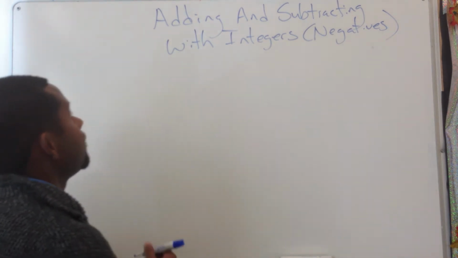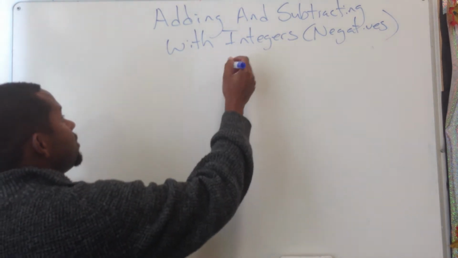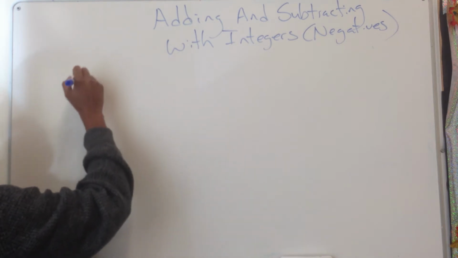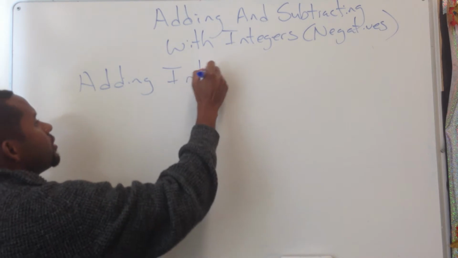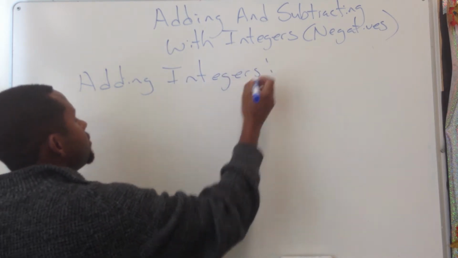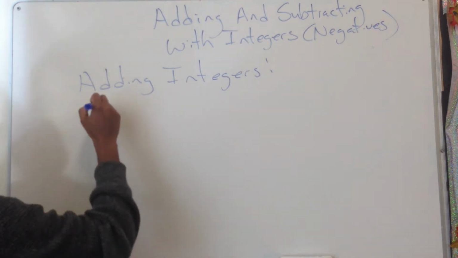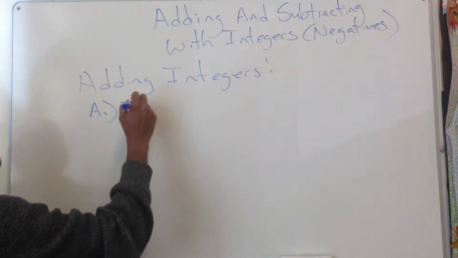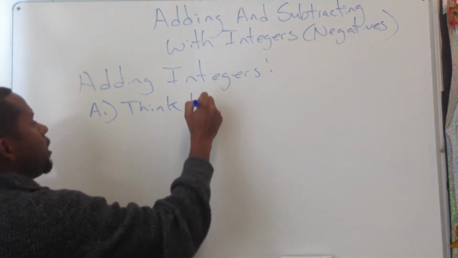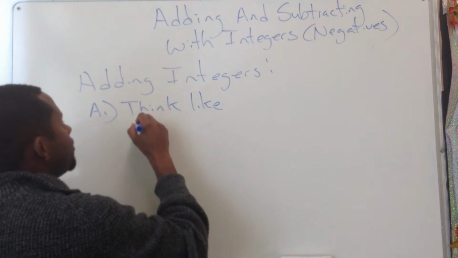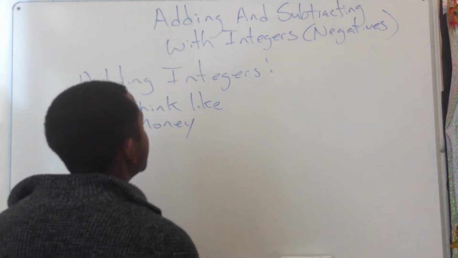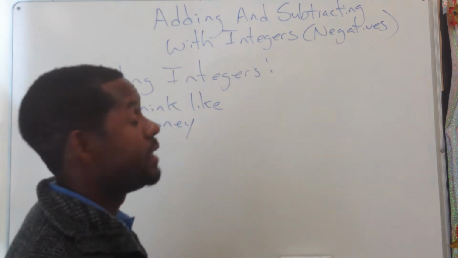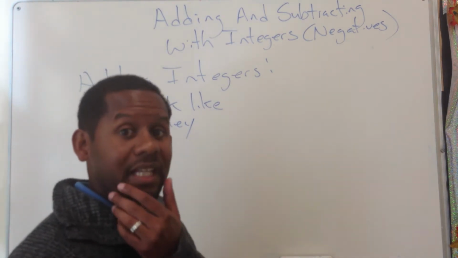First of all, okay, you have two options for adding integers. You can either think like money, and then we'll get to a B. Okay, so let's start with thinking like money.